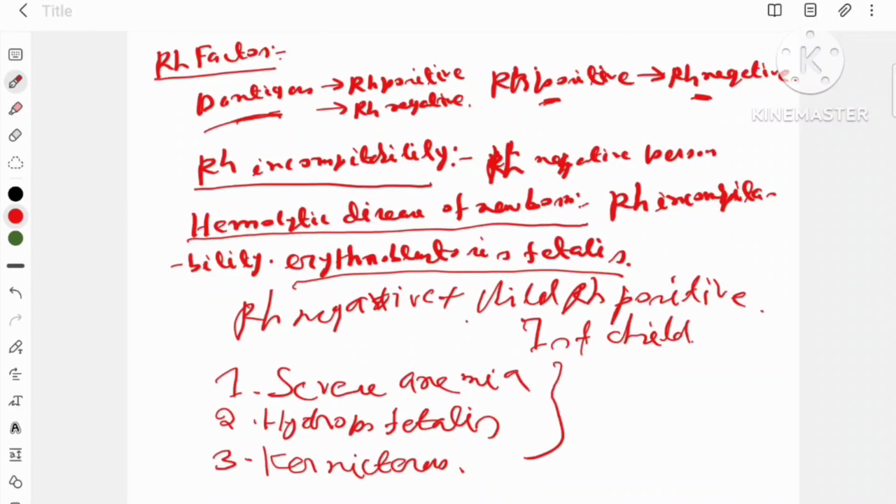So this is all about Rh factor and the incompatibilities of transfusion reaction due to Rh incompatibility.